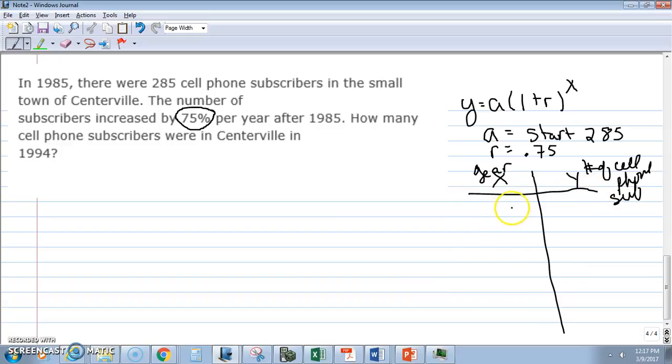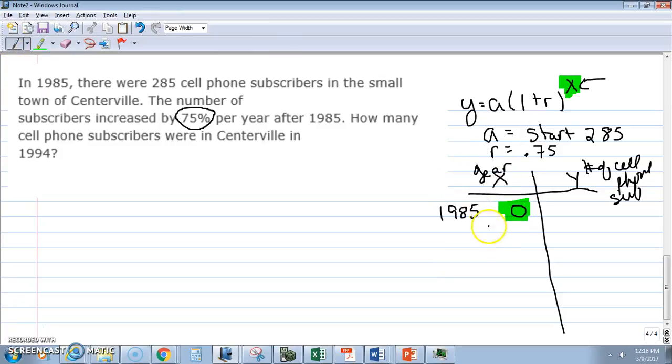The reason I wanted to start this table was so that you realize the first year is 1985, but in our relationship, we call that year 0, okay? So if I wanted to find out how many people were subscribing in 1985, I would follow me up to the top. For X right here, I would put 0, right? I wouldn't put 1985. That's not going to get us a good number, okay?